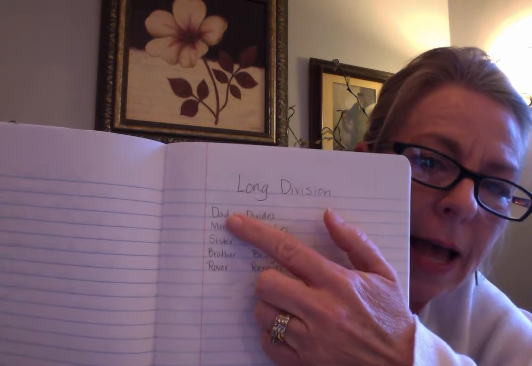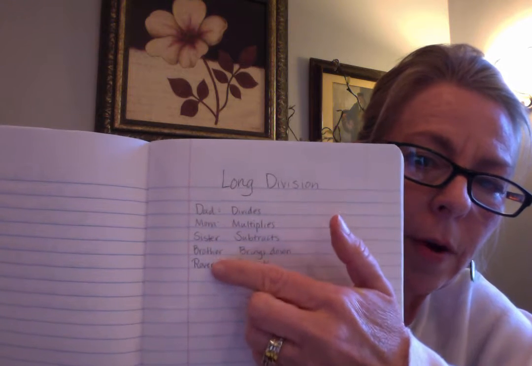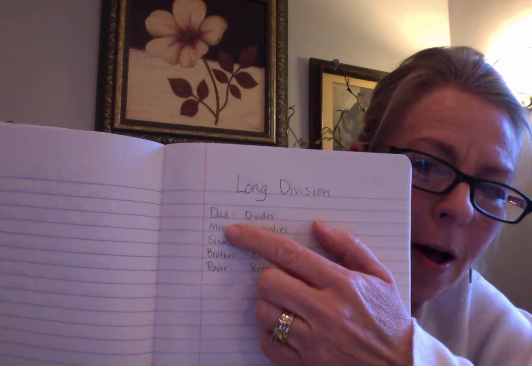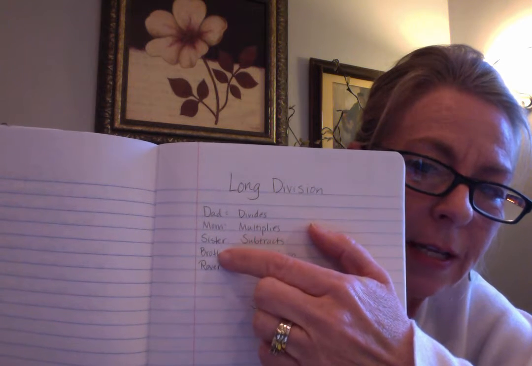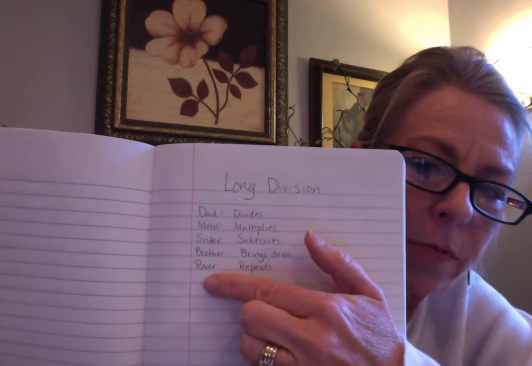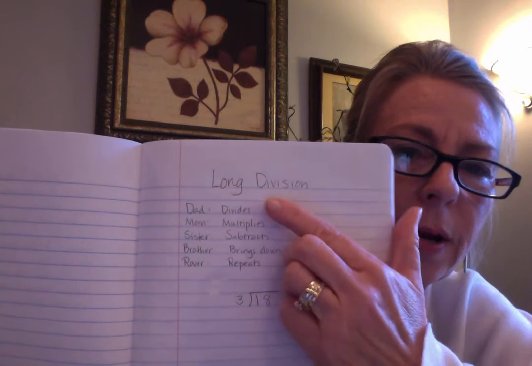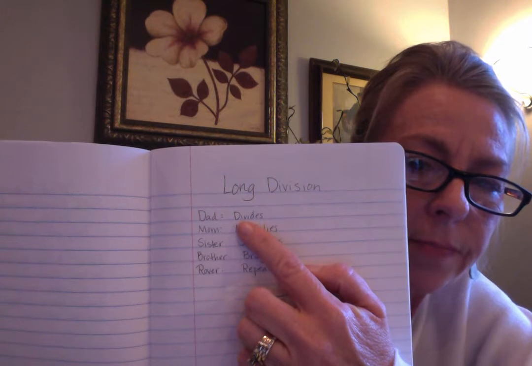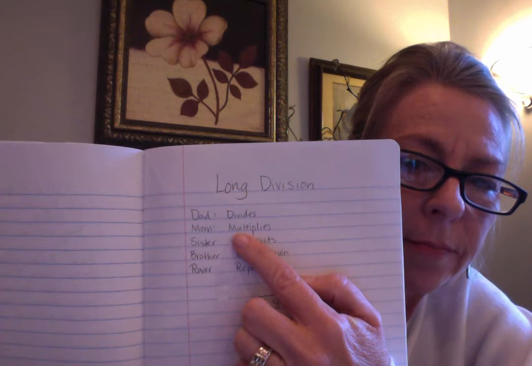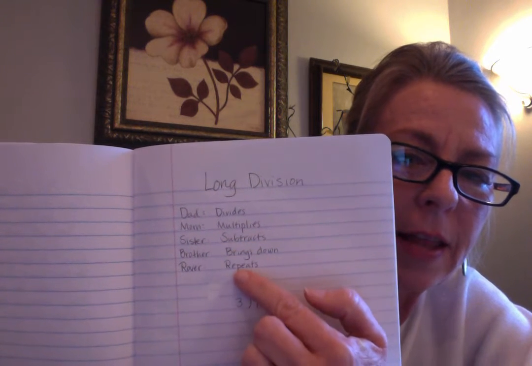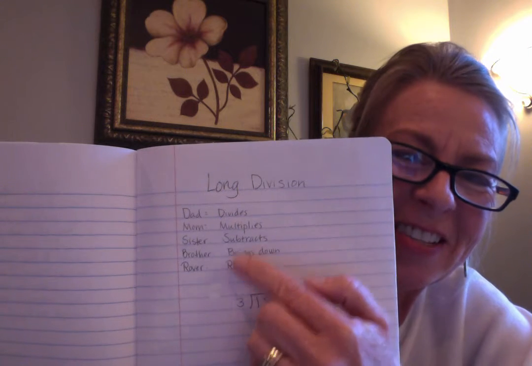Think of the family: dad, mom, sister, brother, Rover. But you've got to remember it in that order, okay? Dad, mom, sister, it's like the older sister, the younger brother, and the dog, Rover, okay? So that's to help us remember the steps: dad, mom, sister, brother, Rover. And here is what we do. So we do division first. We divide first. Then we're going to multiply. Then we'll subtract. Then we'll bring down. And then Rover repeats everything. So these are the steps, okay?